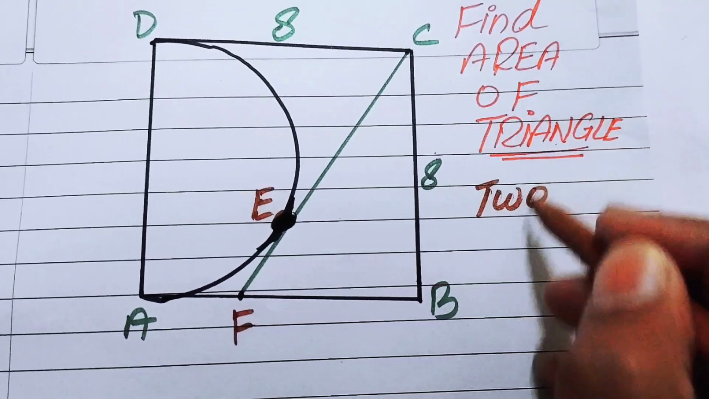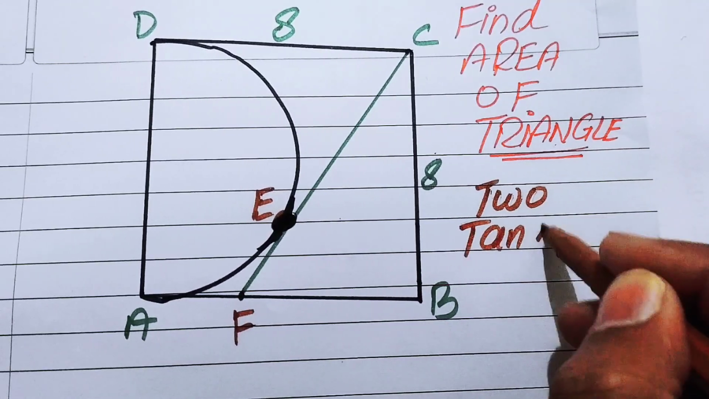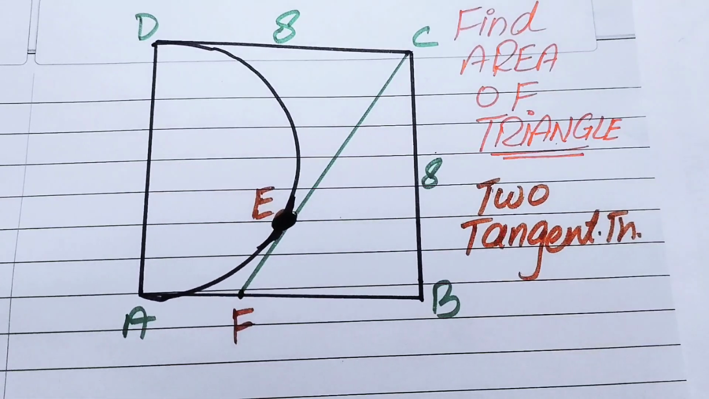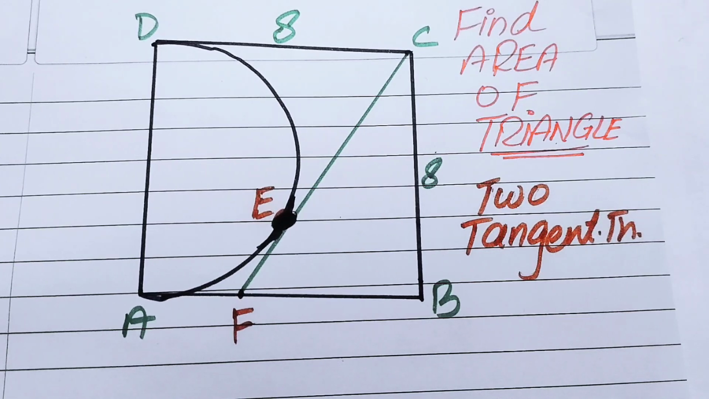So you know what the two tangent theorem is. In the two tangent theorem, if two tangent segments are drawn to a circle from the same external point, then the segments are equal.